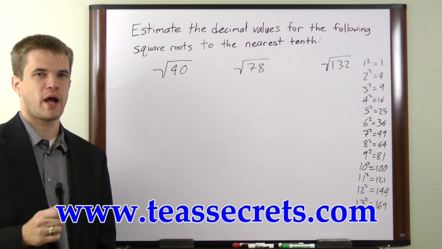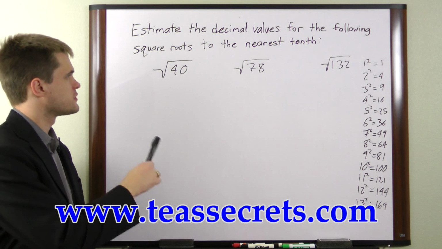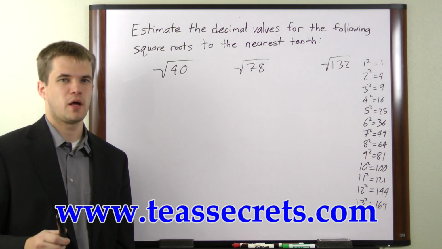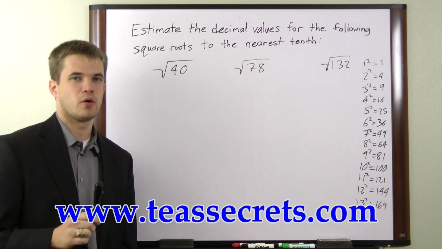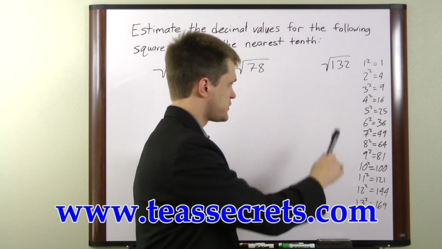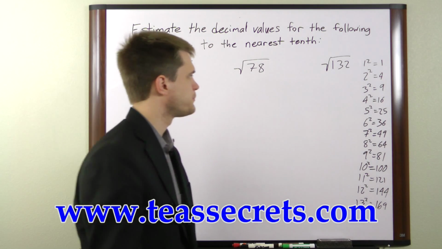In this problem here, we're asked to estimate the decimal values for some square roots. Now, before you can accurately estimate a square root, you need to know the values of the whole numbered squares. And I've supplied the first 13 of these over here on the right side of the board.